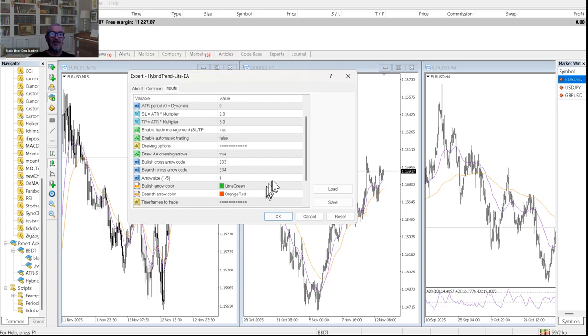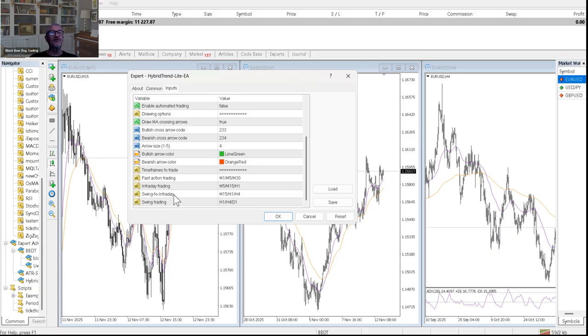I like lime green and orange red, but you pick what you want. Finally, you have time frames to trade. These are suggestions. If you want to have fast action, use M1 for the entry chart, M5 for the setup chart, and M30 for the long-term or bias chart. So if you want to do intra-trading, use the M5, M15, H1 combo.